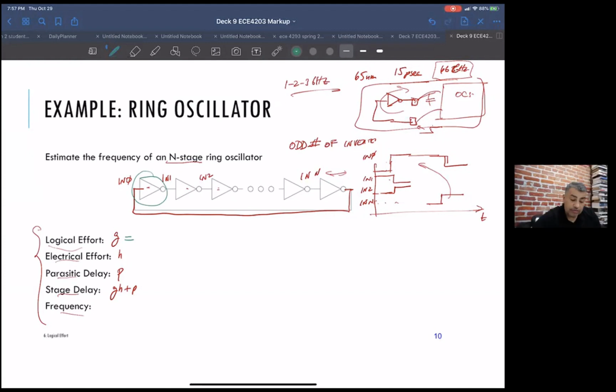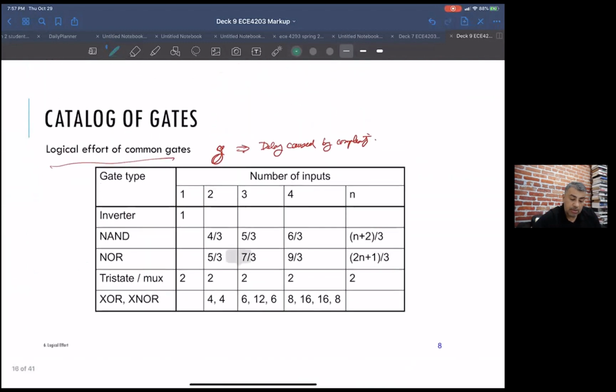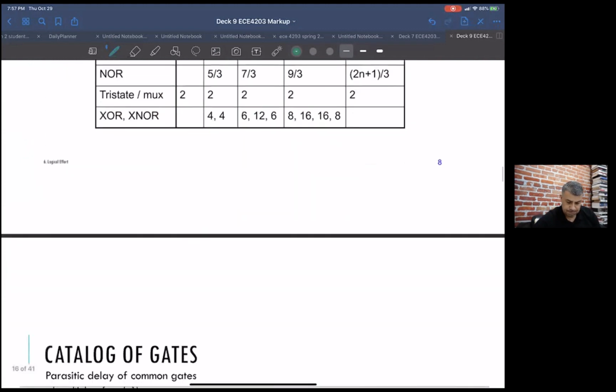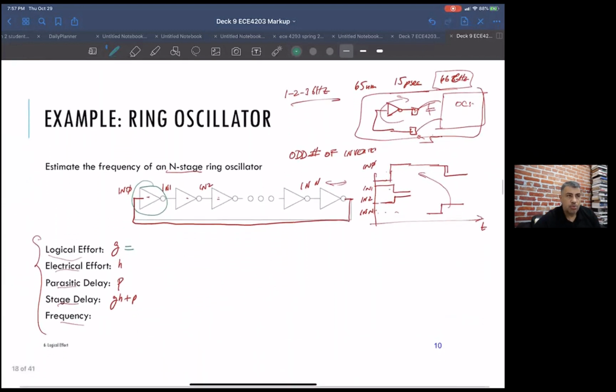All you have to do is go look at the table, okay? This was a table of G's for an inverter, so you just have to read what the logical effort is. The 3RC doesn't come in yet. Hold on to the 3RC, it'll come after we're done doing the calculations. But basically, logical effort is just one, because the inverter is the reference for the logical effort.